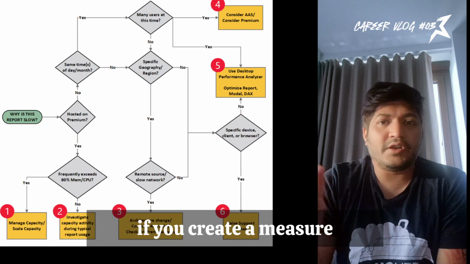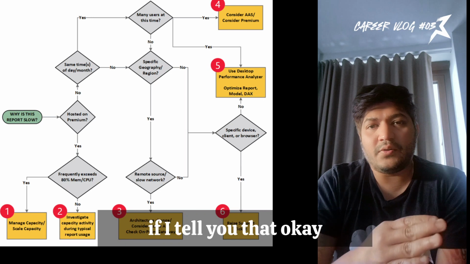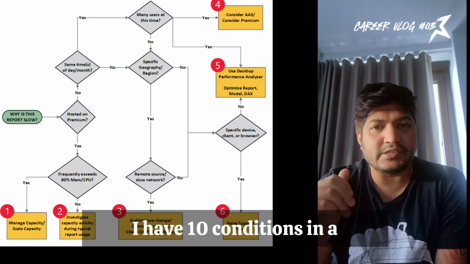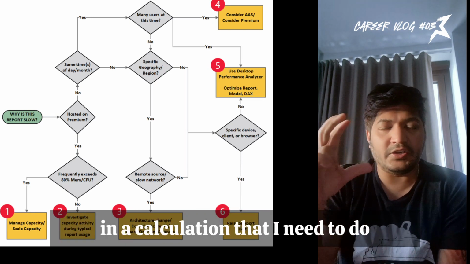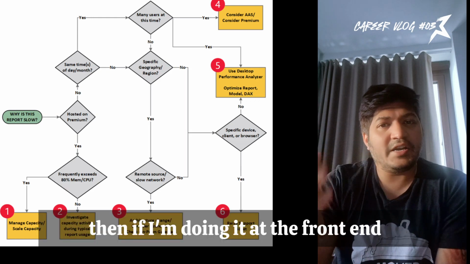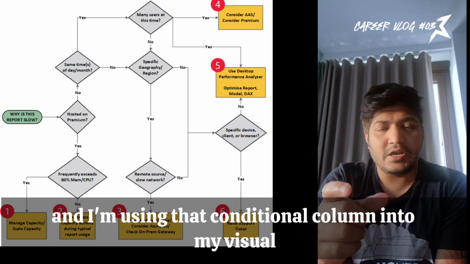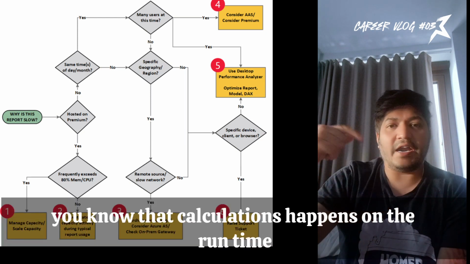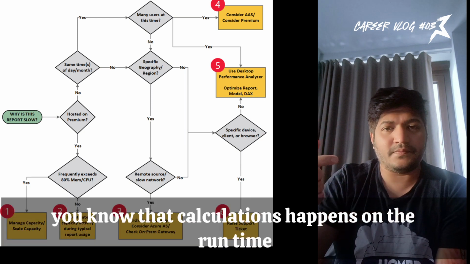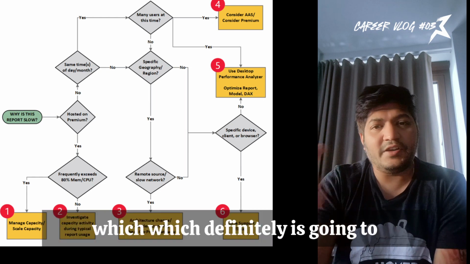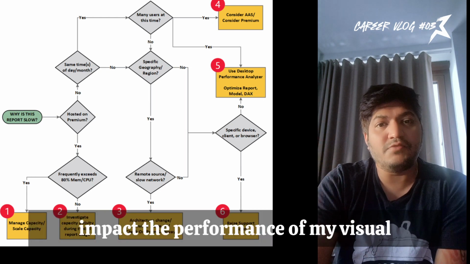Because if you create a measure, for example, if I have 10 conditions in a calculation that I need to do, and I'm doing it at the front end and using that conditional column in my visual, then every time I interact, that calculation happens at runtime, which is definitely going to impact the performance of my visual.